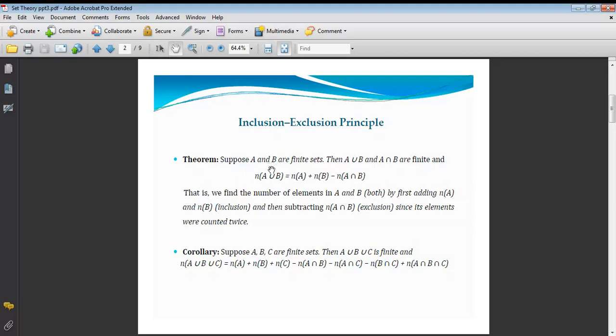Here the theorem can be extended for three sets. Suppose there are three finite sets, capital A, capital B, and capital C, and since all are finite, the union will be finite. The number of elements in the union will be equal to n of A plus n of B plus n of C, minus the number of elements in the intersection of A and B, A and C, and B and C, plus the number of elements in A intersection B intersection C. So that is the extension of the inclusion exclusion principle for three sets.